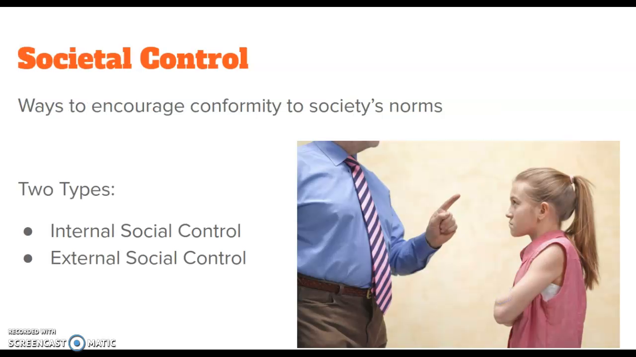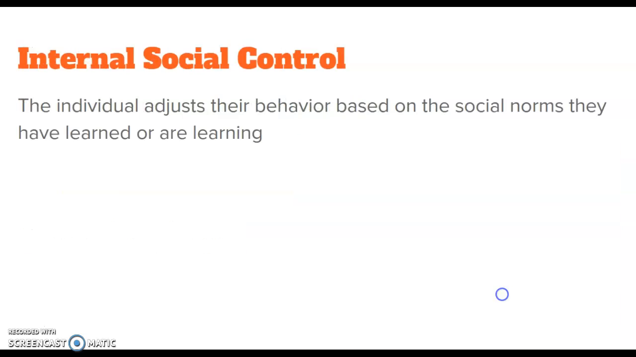All right, so reasons why we have societal control is because without it, people would just do their own thing, and while that may not necessarily sound bad, some of society's norms are there to make sure that people remain safe. So we have societal control to encourage conformity to society's norms. And there are two types of this. There are internal social control and there's external social control.